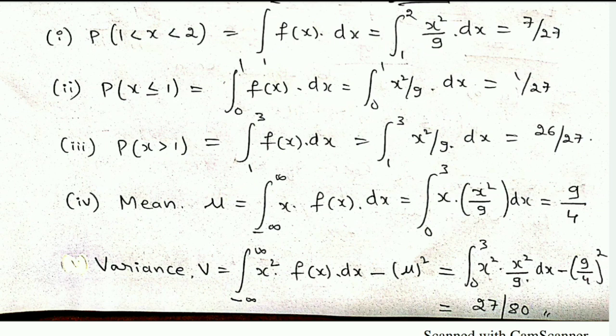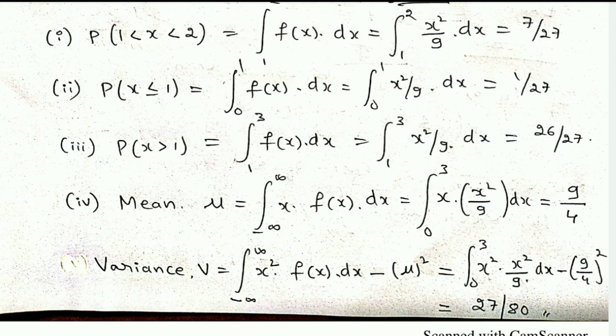Now, P of x greater than 1. Greater than 1 means starting point is 1 and upper limit actually infinity, right? By definition. But here the function is defined only up to 3. So, 1 to 3 f of x into dx. When you integrate, the answer is 26 by 27.